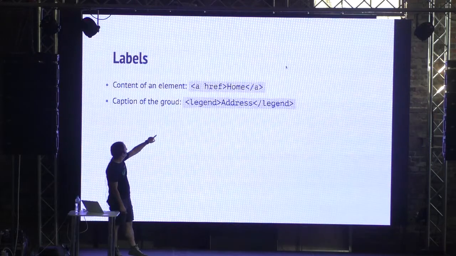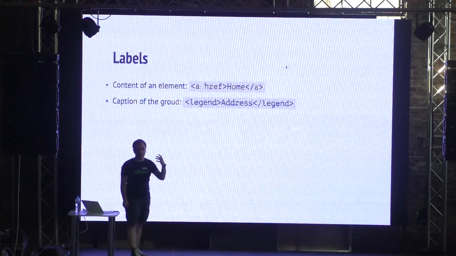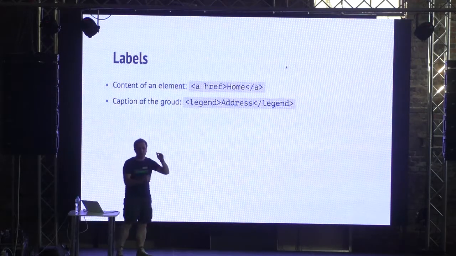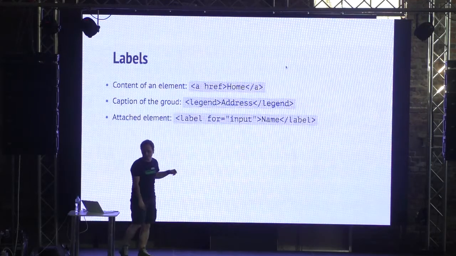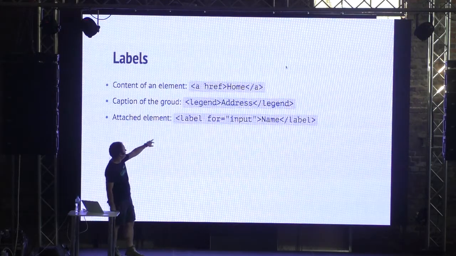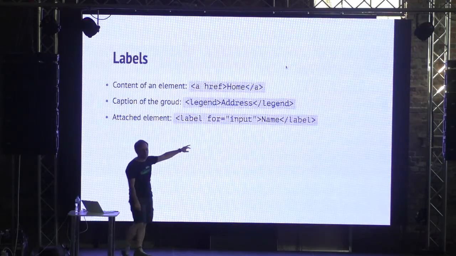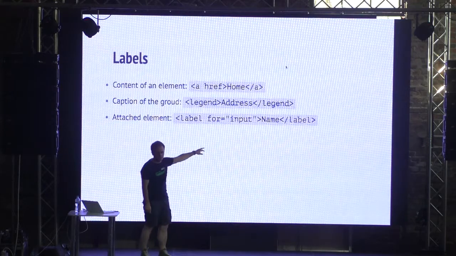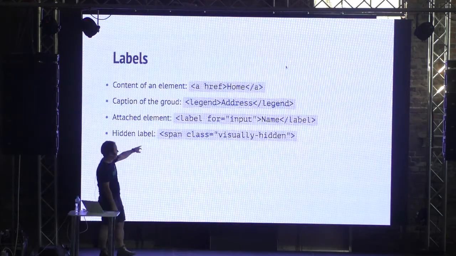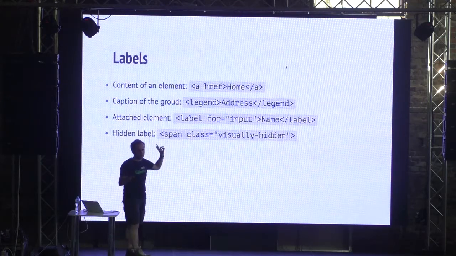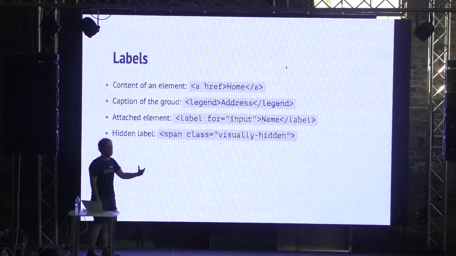Legend is a caption of a group. You can nest legend element into figcaption, and all controls inside of it will have this label applied. I'll show you later how it works. When you attach this label element, actual label element, to input, it also becomes a label for input. This is label as well. And when you have this span class visually hidden, something that's hidden but available for screen readers, this is also label. Label for some interactive element.